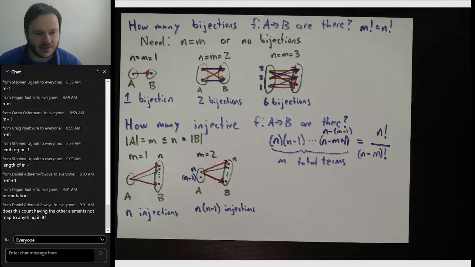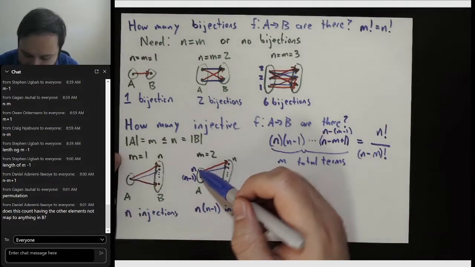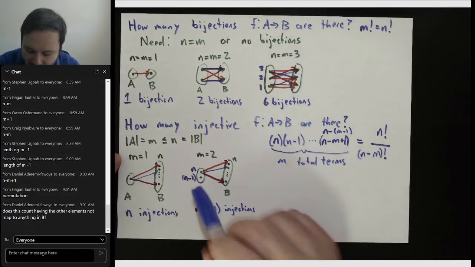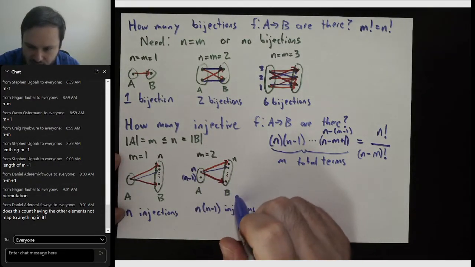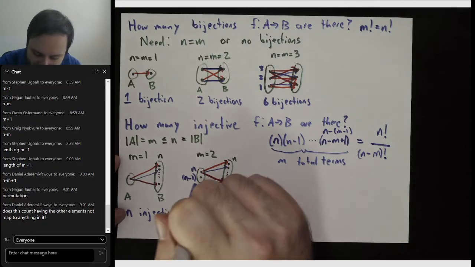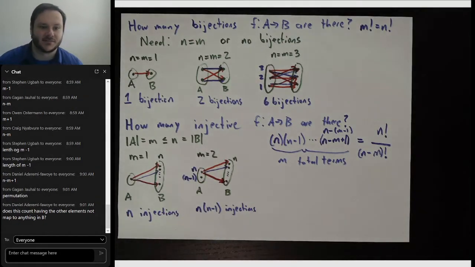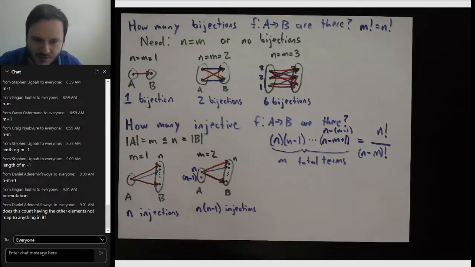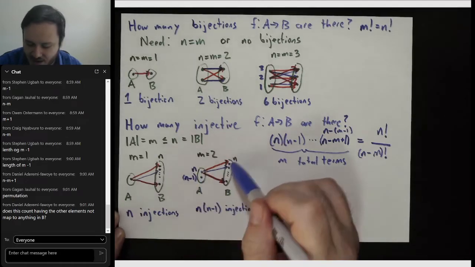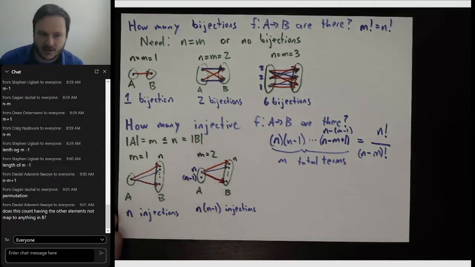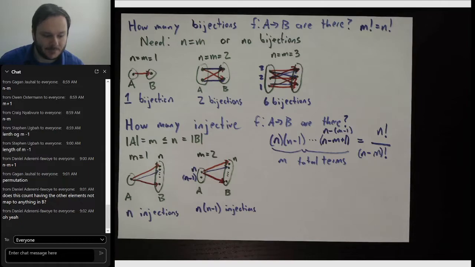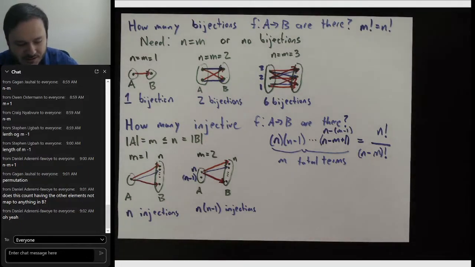Does this count having the other elements not map to anything in B? So remember, there's nothing in A that maps to nothing in B. It's not possible to have something in A that maps to nothing in B, because that's not a function. We require functions to have exactly one output. So I have to send everything to somewhere in B. Can't be sent to nothing. But it's a good question, a good thing to keep in mind. Okay.